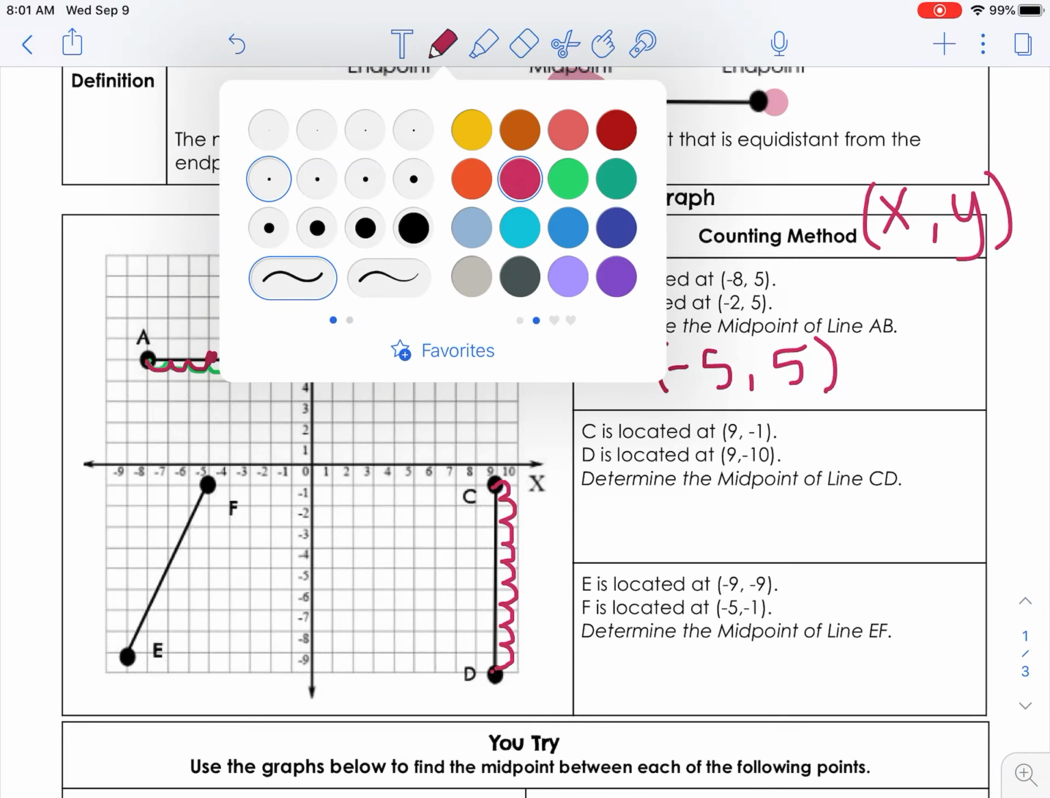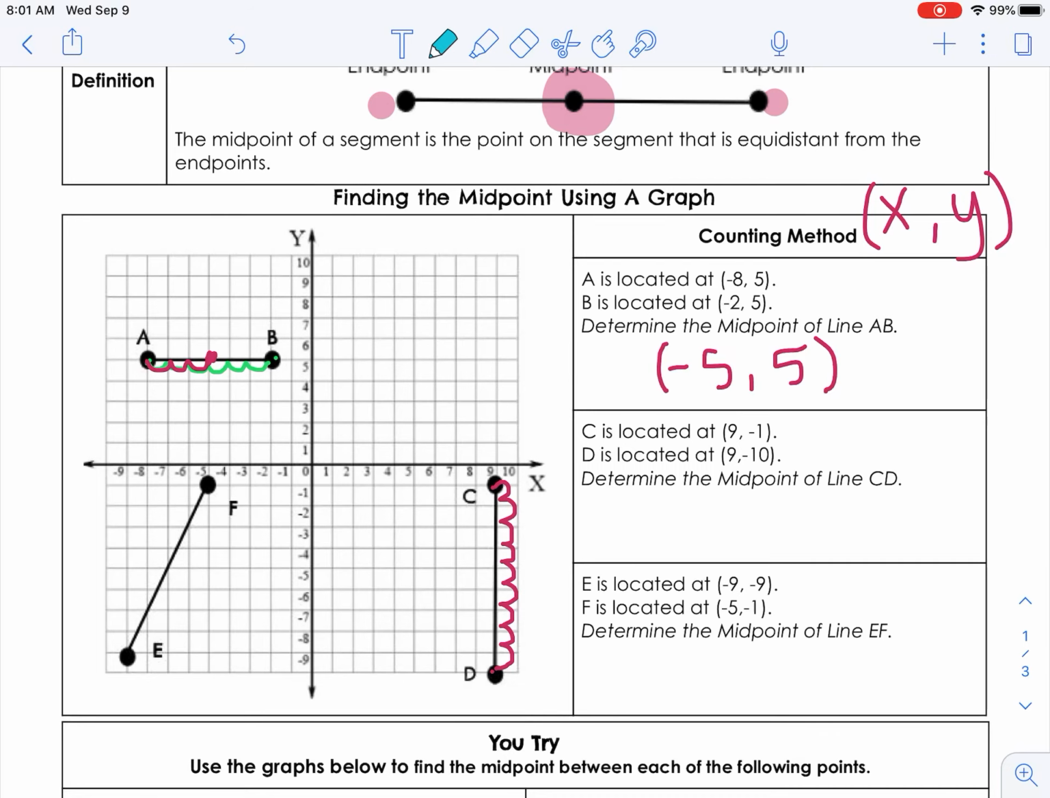And that's okay to go half. We're going to go right in between. So we'll start from C and we'll go half. Oops. We'll try that again. And we'll go 1, 2, 3, 4, and a half. All right, so our halfway point is going to be located at 9, -4.5. And decimals are fine, or you can write them as fractions.